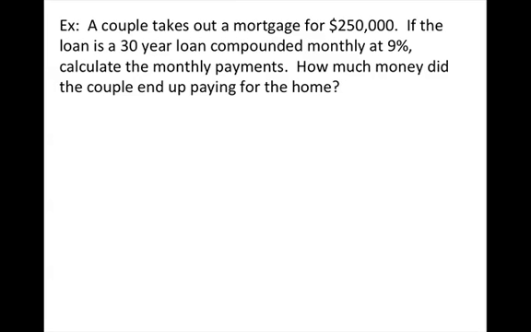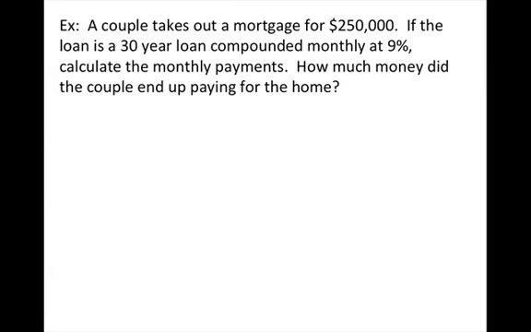Let's look at the next example. A couple takes out a mortgage for $250,000. If the loan is a 30-year loan compounded monthly at 9%, calculate the monthly payments, and then find out how much money did the couple end up paying for the home. So let's first look at finding the monthly payments.